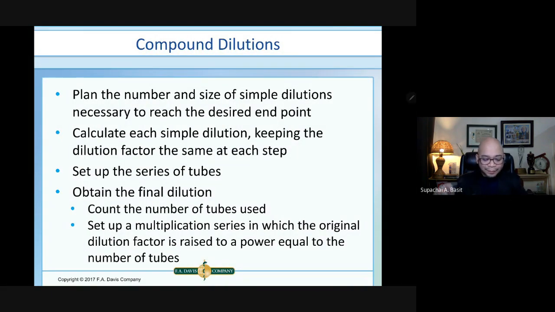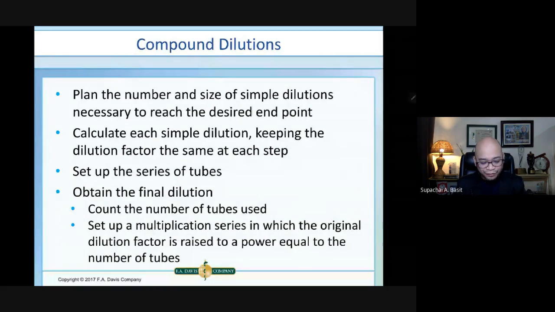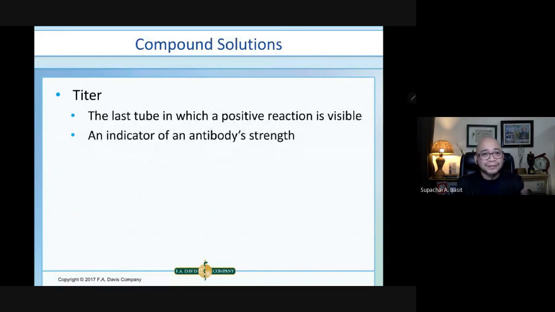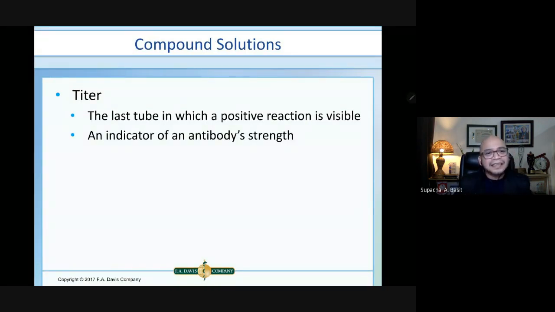Okay, so we have to set up the series of tubes and we have to obtain the final dilution, so that we can determine the dilution factor, which is raised to a power equal to the number of tubes. Why is it important? So that we can determine the titer. Okay, so what do you mean by titer? The titer is the last tube in which a positive reaction is visible.